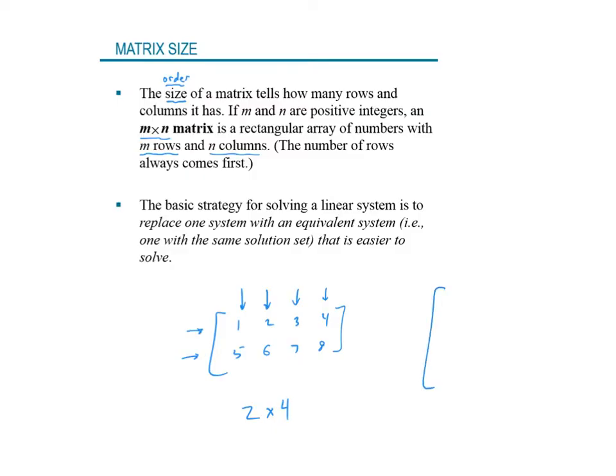We'll do a really tall matrix. 1, 2, 3, 4, 5. Okay, so how many rows does that have? That has 5 rows by 1 column, a 5 by 1 matrix.